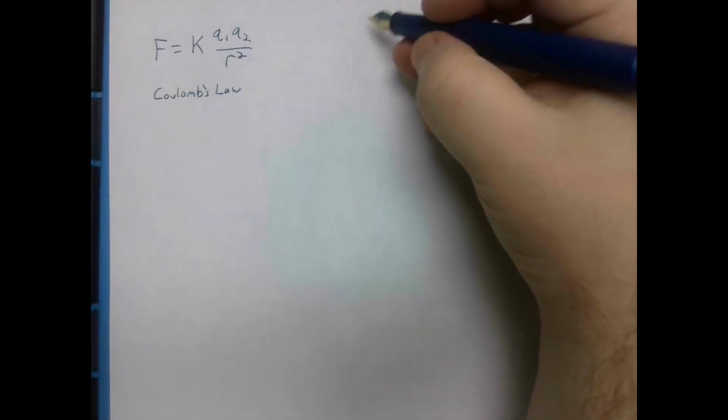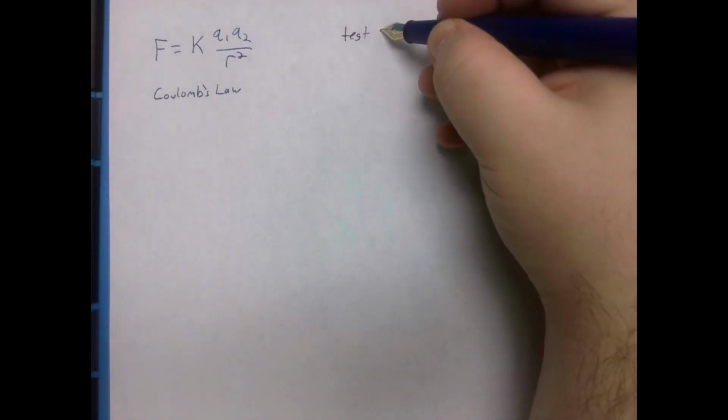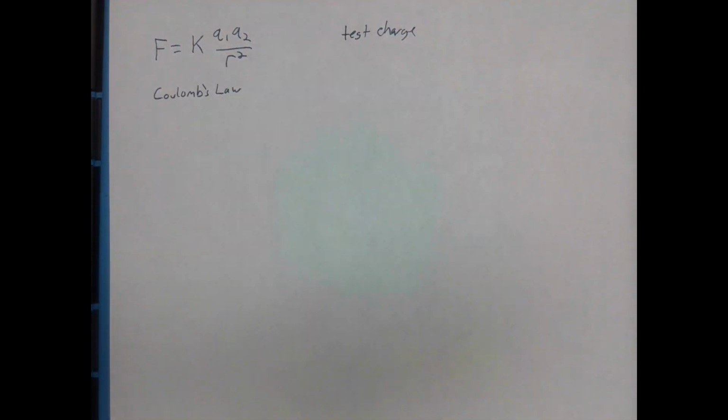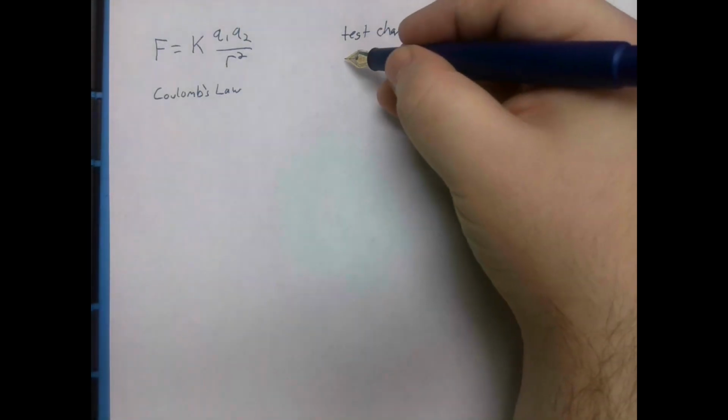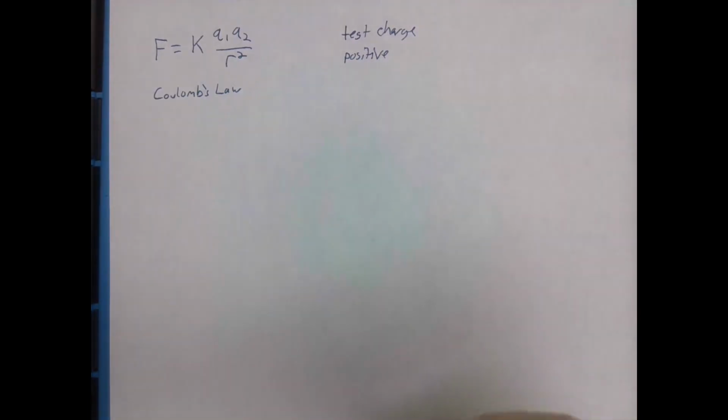What is a test point or test charge? It's always considered positive. So unless mentioned otherwise, it's a positive charge. It's an imaginary, infinitesimally small positive charge that we use to talk about the field.